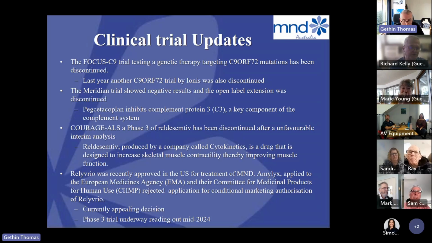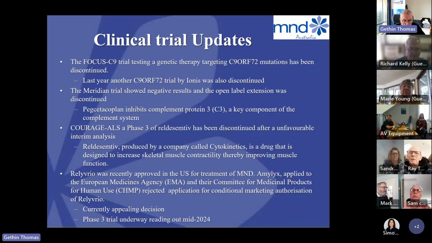Another trial, called the Meridian trial, was looking at complement protein. The complement system is a key part of your inflammatory system, and it's thought to be involved in neuroinflammation, which is another disrupted system in MND. They had a drug called Pegcetacoplan, and they were testing that. Unfortunately, the trial finished, they analysed the results, and there was no effect of the drug. A number of patients were on what they call open label extension. They were still receiving the drug after the trial finished, but they said there was no benefit to receiving that drug. So unfortunately, they stopped that as well.